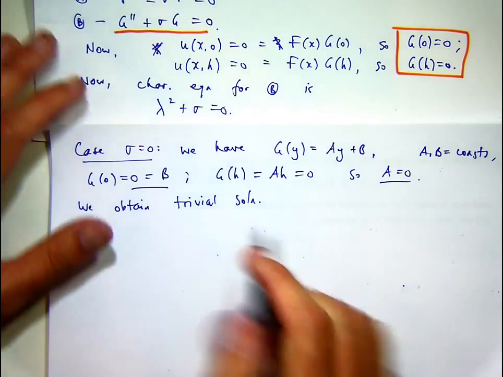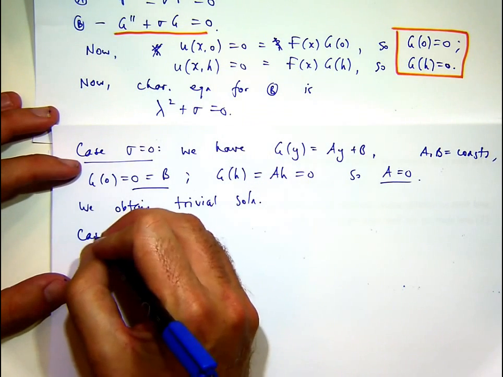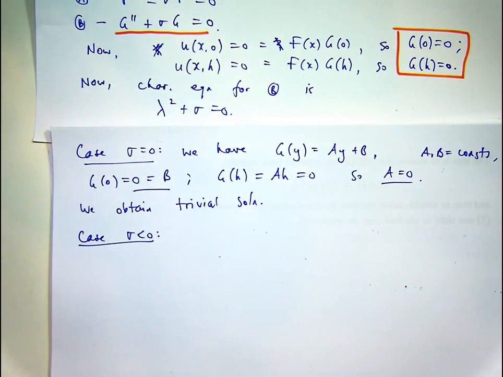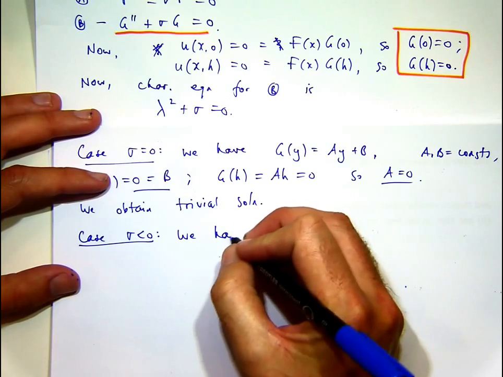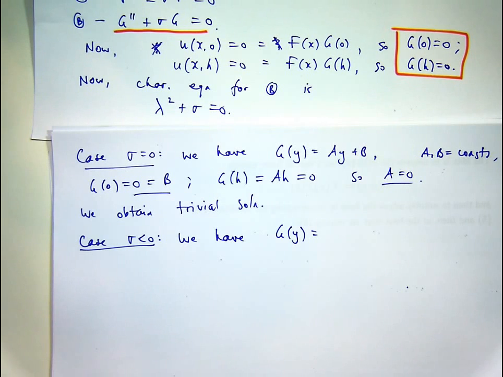All right, so what now? Let's discuss the case where this separation constant, sigma, is negative. Okay, so in that case, when sigma is negative, the roots of the characteristic equation are going to be real and unequal. Okay? So when the roots of the characteristic equation are real and unequal, the general solution is a linear combination of exponentials.